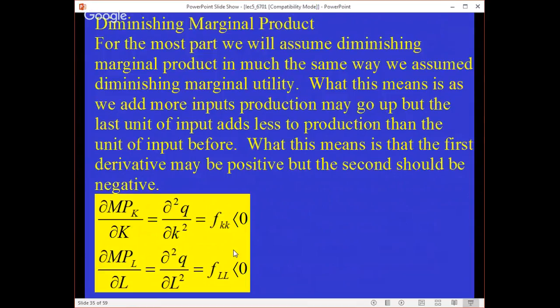What this means is the first derivative of a production function can be positive, and almost certainly most of the time will be positive. But the second derivative, at least after some point, is going to be negative. And that's what we have here. The partial of the marginal product of capital with respect to capital, the second partial of Q with respect to K, is going to be negative. And the same thing for labor. Our second derivative is negative. In other words, it's increasing, but at a decreasing rate.